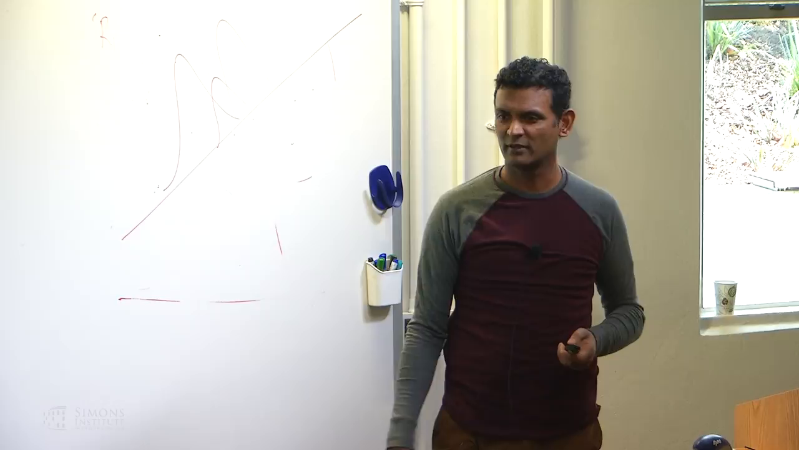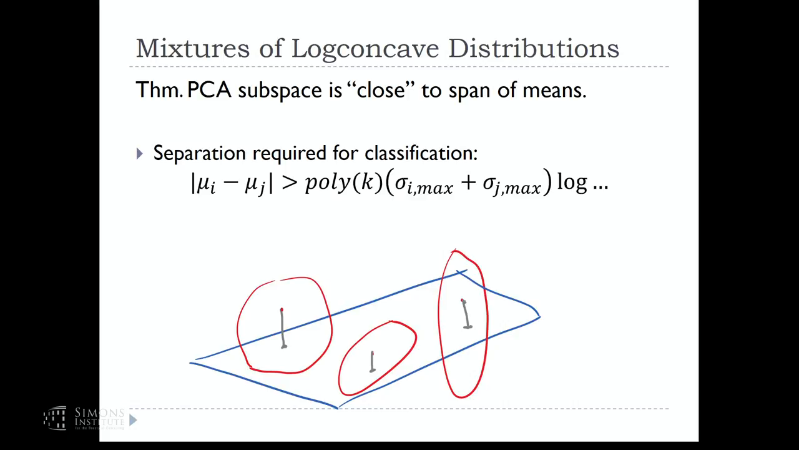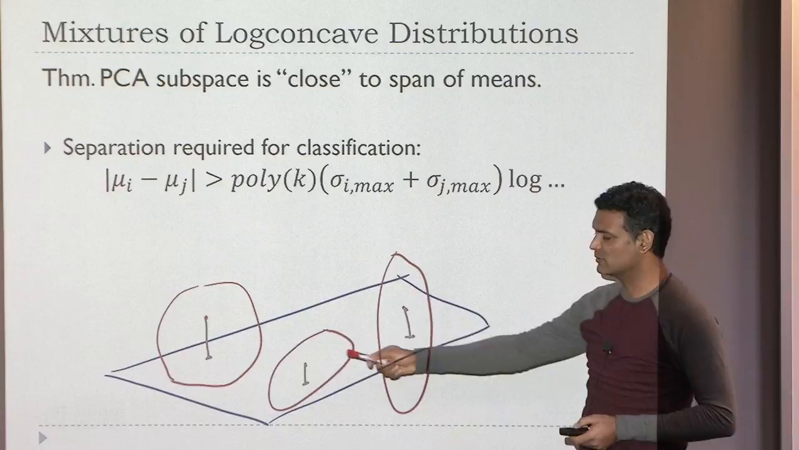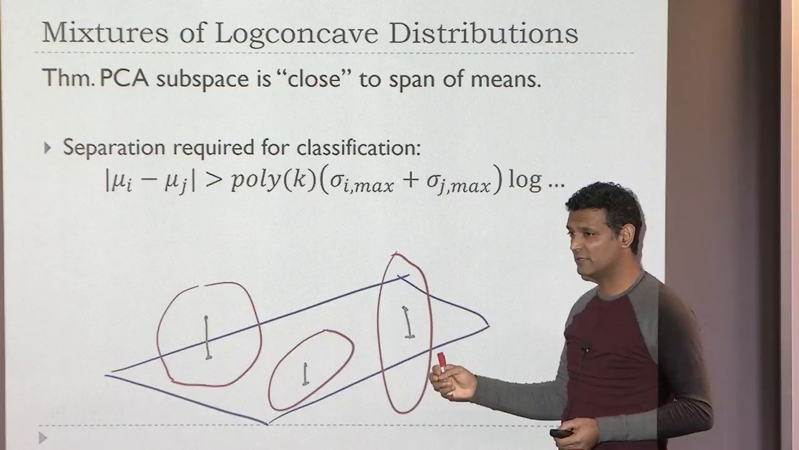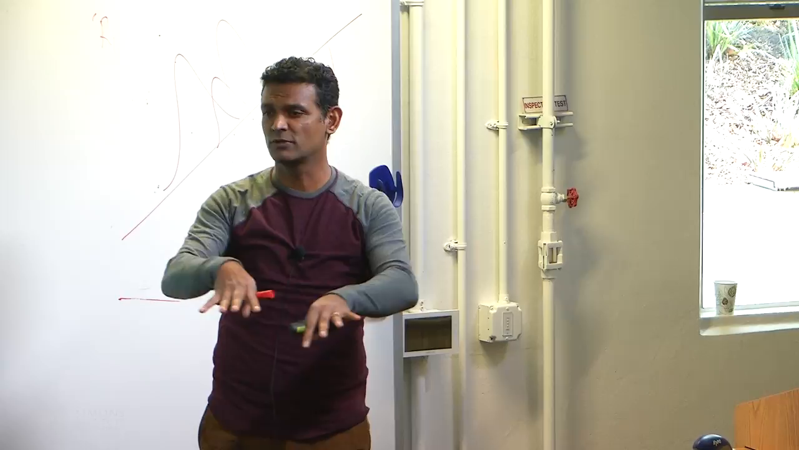Now, you could do this more generally without this assumption of spherical Gaussians, let's say general Gaussians. But then the separation that you need for this type of PCA-based algorithm to work grows, still with k, but it grows with the largest standard deviation of the Gaussians. Not the spherical Gaussian, there's only one. Here it grows with the largest one. So in other words, you have to basically draw a ball around each Gaussian, and these balls should mostly not overlap. That's what you need for this to work.